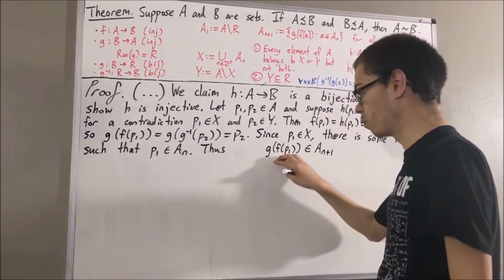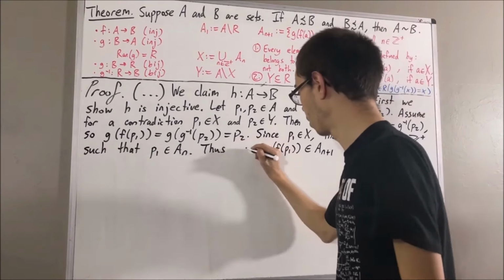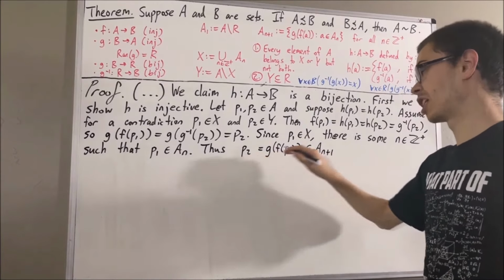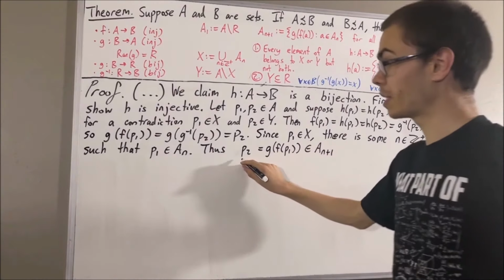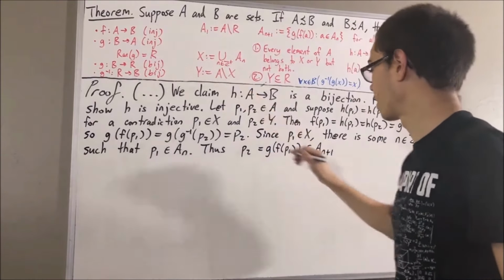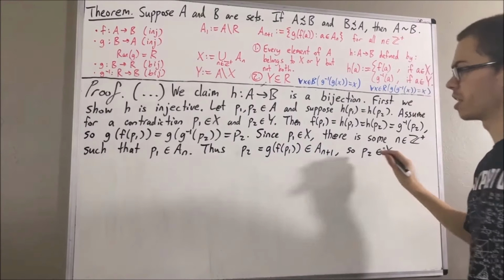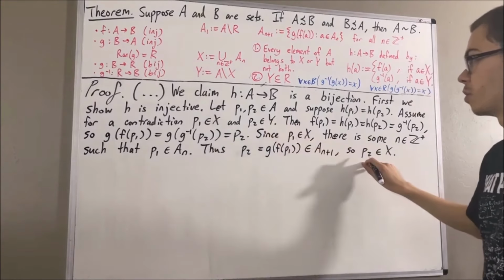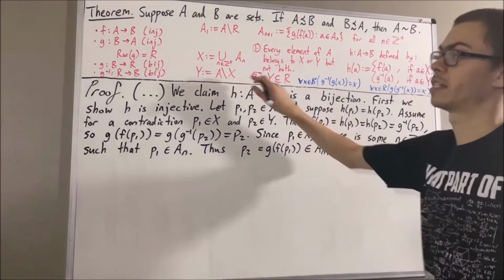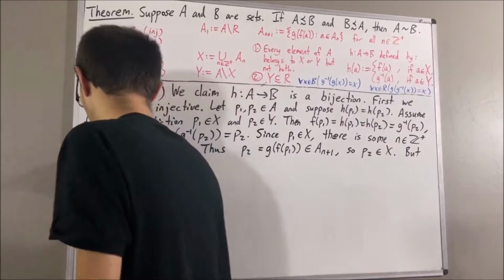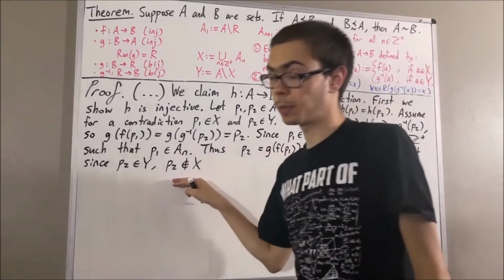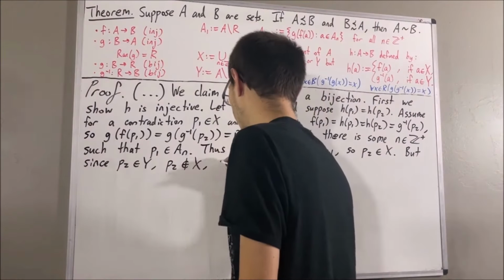And g of f of p1 is equal to p2, so p2 is an element of an plus 1. And since p2 is an element of an plus 1, this means that p2 must be an element of the union of all sets in our sequence. So p2 is an element of x. But since p2 is an element of y, this means that p2 is an element of a set minus x. And therefore, p2 is not an element of x. So p2 is an element of x, and p2 is not an element of x, so we reached a contradiction.